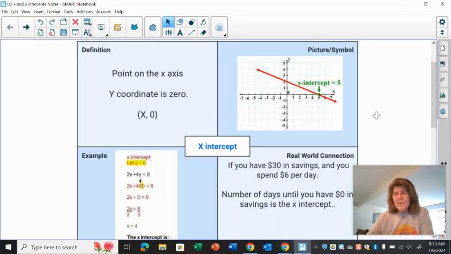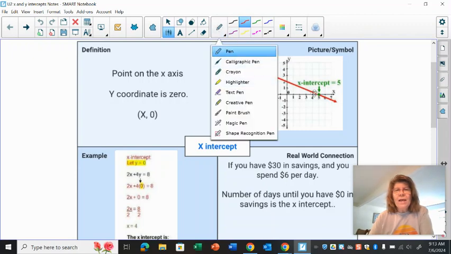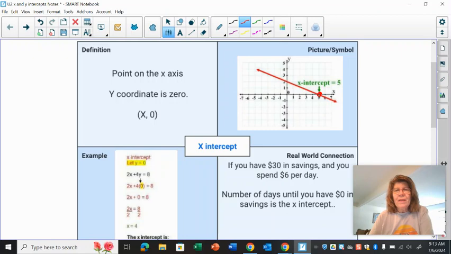Hi guys, so we're going to talk about x and y intercepts today, and we'll start with the x-intercept. It is the point on the x-axis, which makes sense just from the name. So here we are. If you look at this picture right here, there is the x-intercept. Notice it's on the x-axis right here.